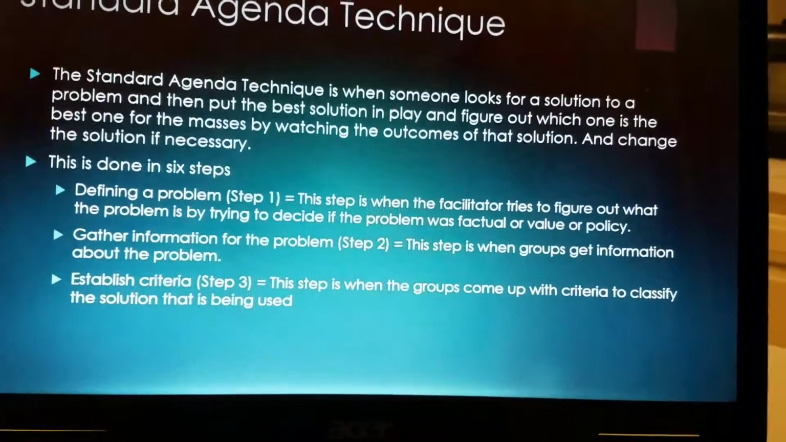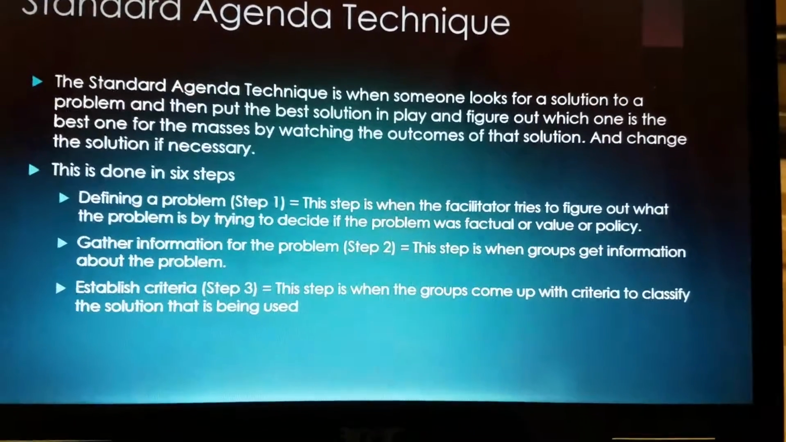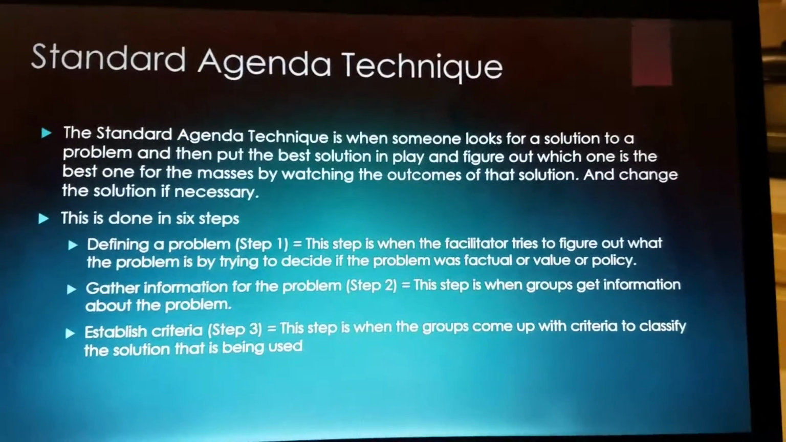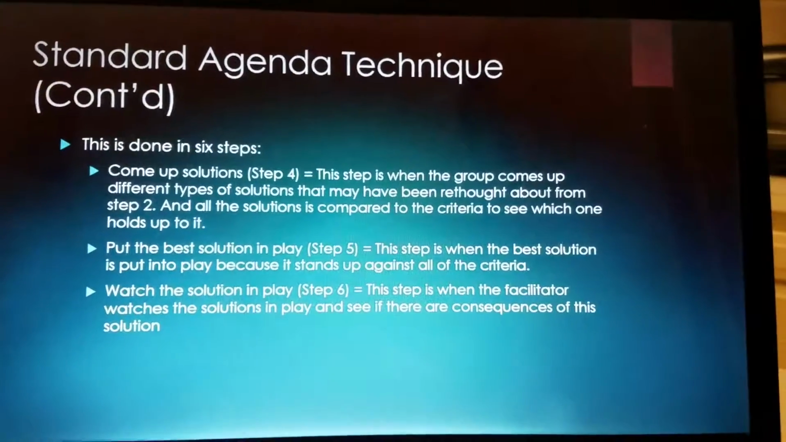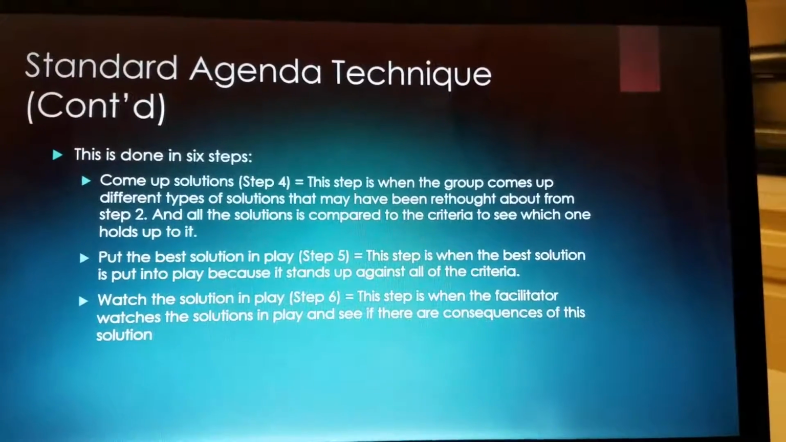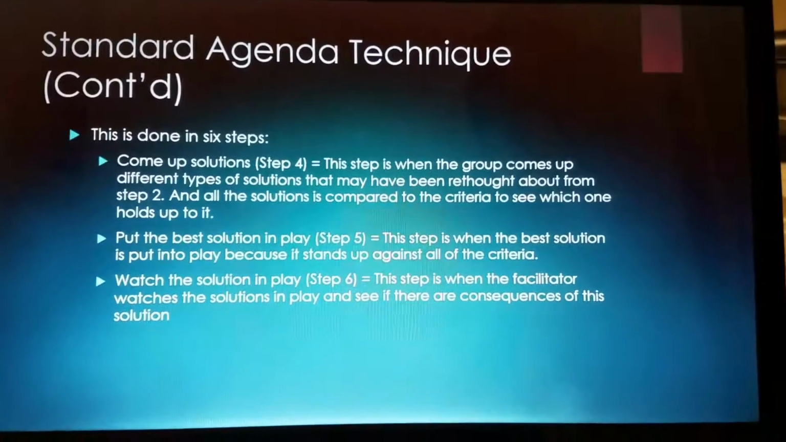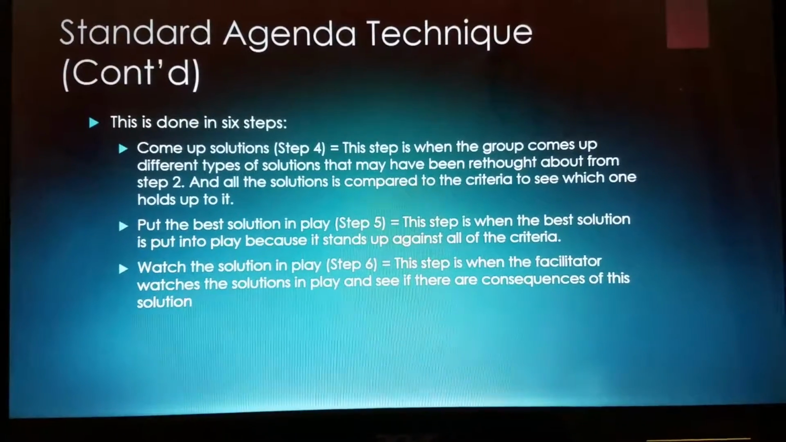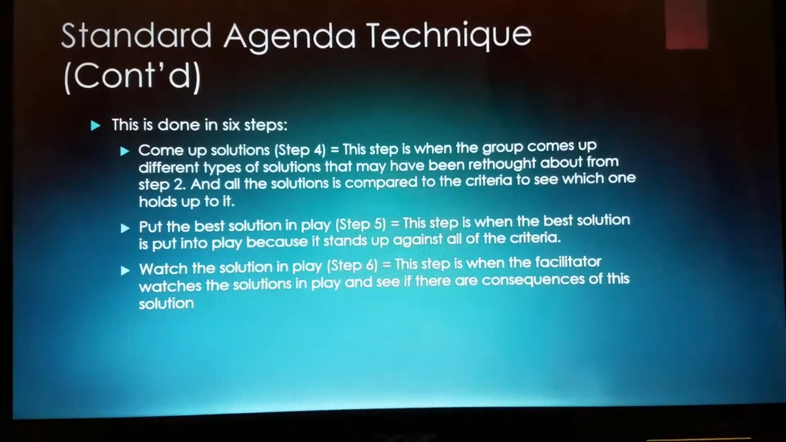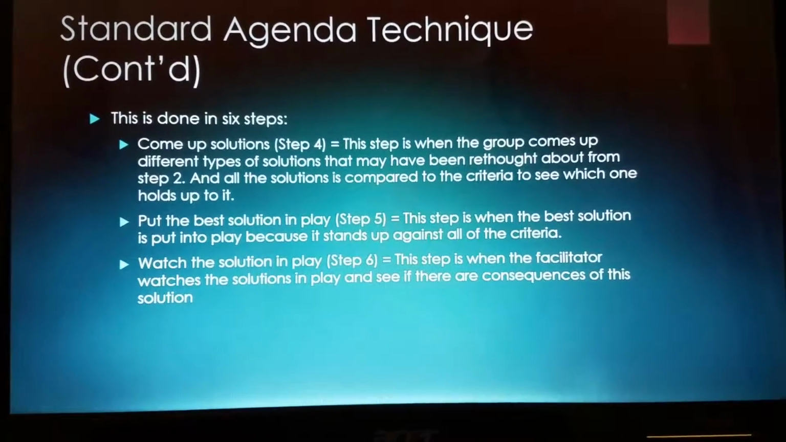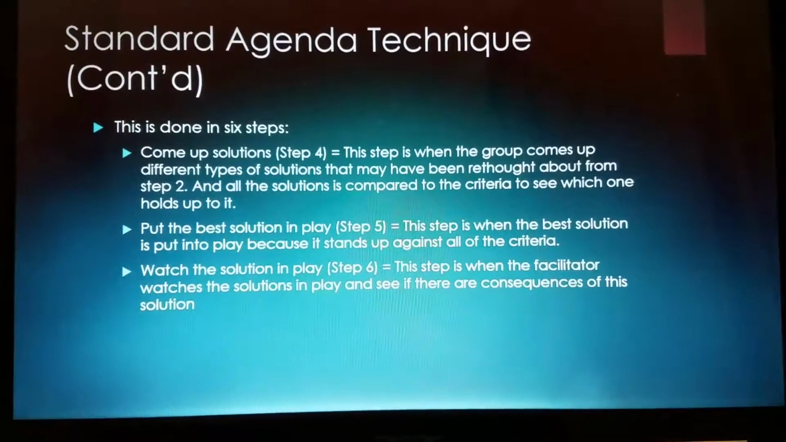The next step, step 3, is when the group comes up with criteria to box the solutions in. Then step 4 is when the group comes up with solutions. However, these solutions can be some solutions that were rethought from step 2. Step 5 is when the best solution is put into play because it stands up to all the criteria from step 3.